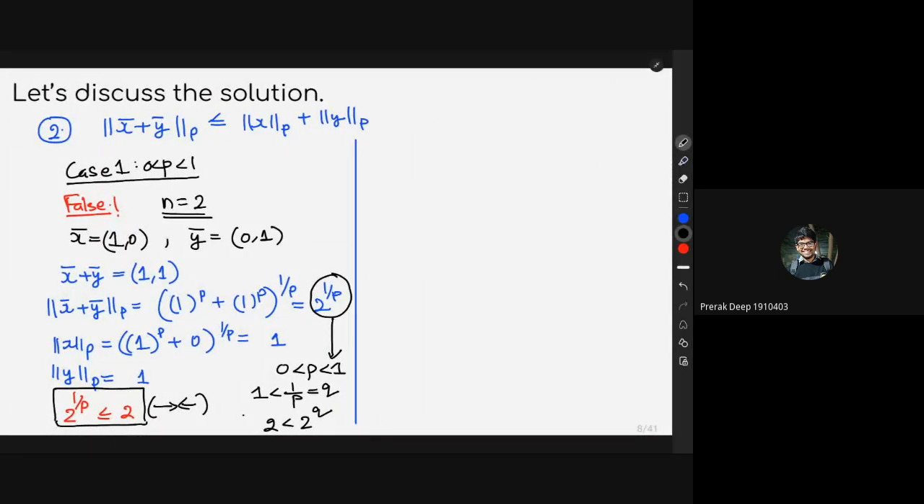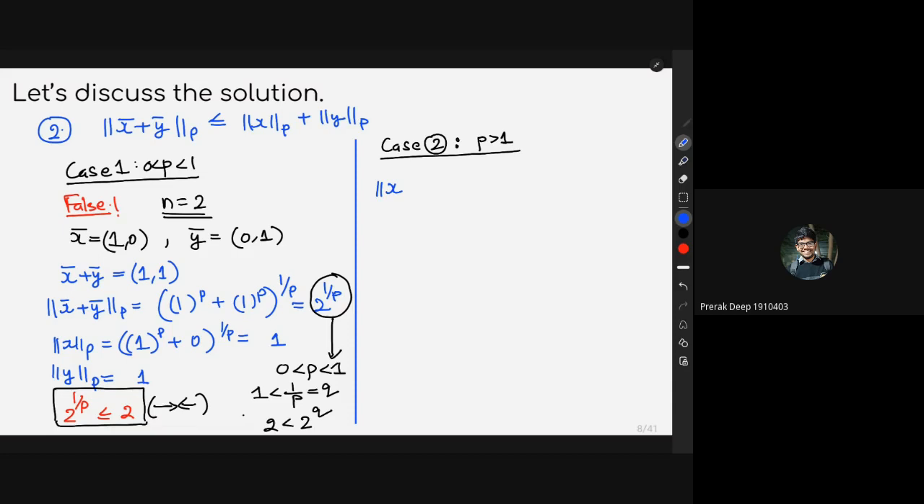Okay, so now let's discuss case 2. Case 2 is when p is greater than 1. In this case, again, we need to prove the triangle inequality. So we start with this fact. Here we will use something called Holder's inequality. I know that Holder's inequality has been discussed in the lecture notes, so I will be directly using that as a fact in my solution.